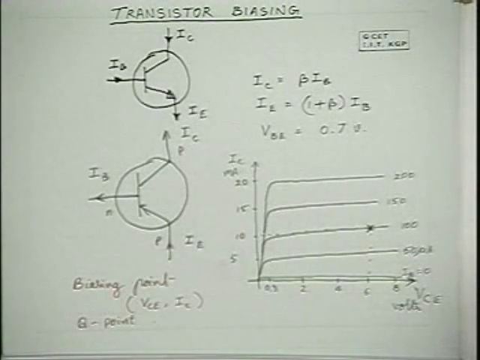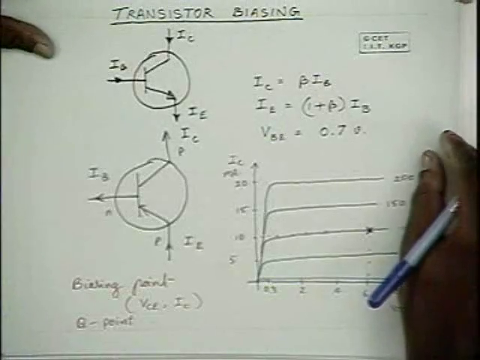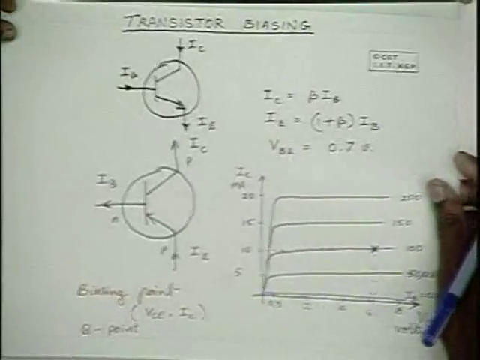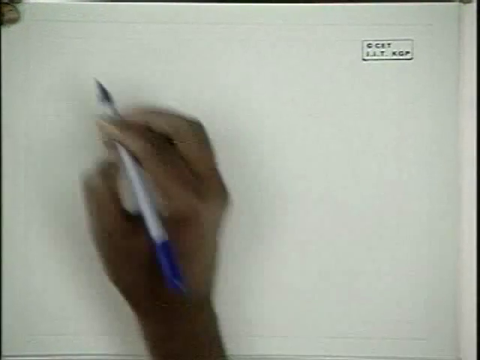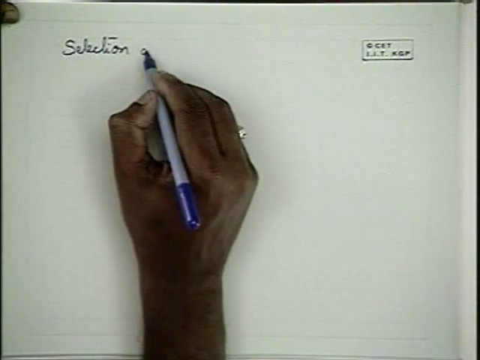So I explained what biasing is, the importance of selecting the biasing point, and the sequence in which you should go about it. Now let me explain something more about how to select the biasing point. There are a few considerations in selecting the biasing point. The considerations are as follows.